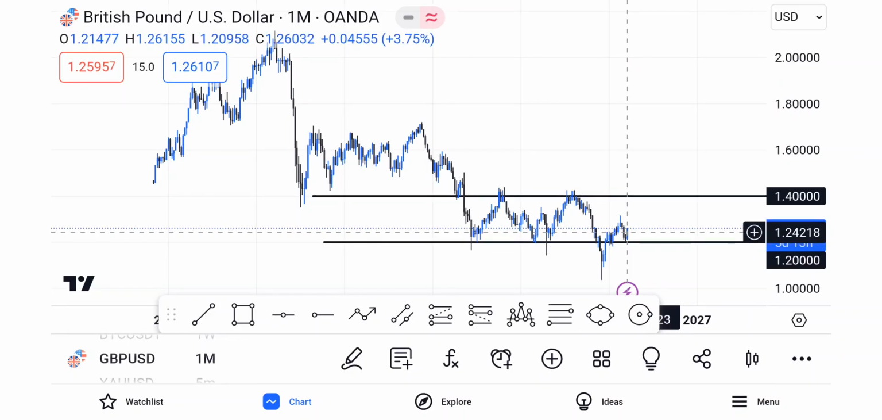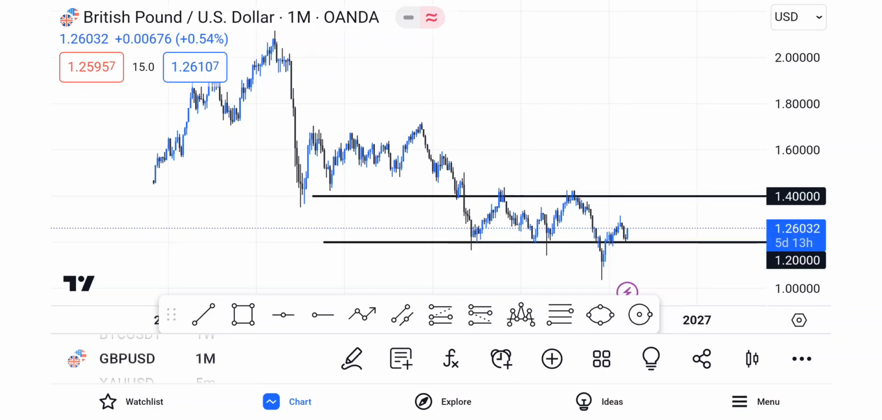All right, so before you do your analysis, like I always tell my students, you need to first of all answer a couple of questions. The first question is, in which direction is price moving right now? If you can tell which direction the market is moving, then you will be able to do your analysis more clearly. Is price moving to the downside? Is price moving to the upside? Is price in a consolidation?